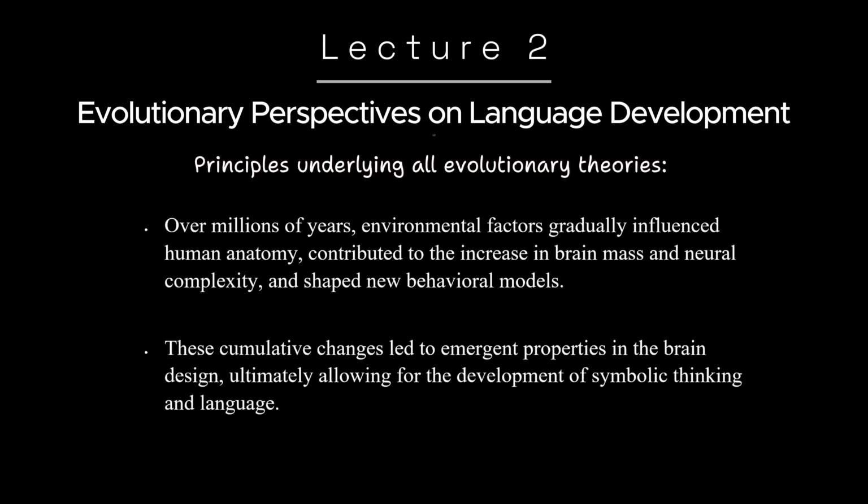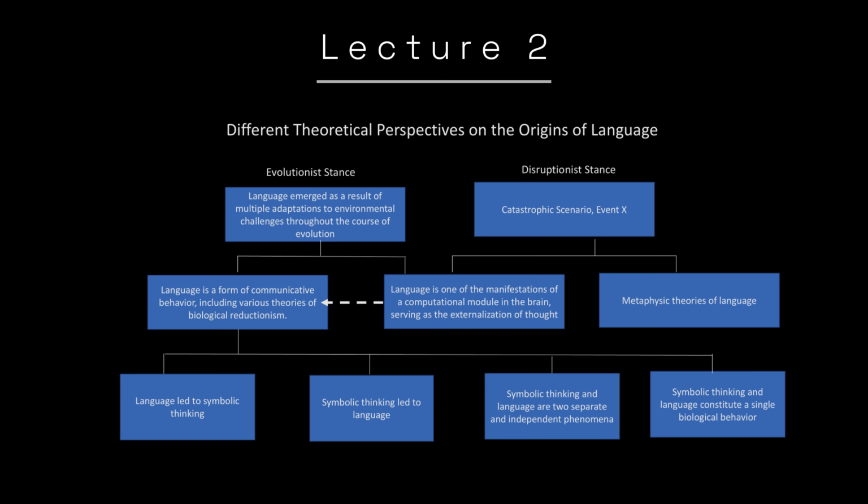1. Over millions of years, environmental factors gradually influenced human anatomy, contributed to the increase in brain mass and neural complexity, and shaped new behavioral models. 2. These cumulative changes led to emergent properties in the brain design, ultimately allowing for the development of symbolic thinking and language. Now let us examine the right-hand box of our theoretical framework. The disruptionist stance asserts that the capacity for language and symbolic thought is far too idiosyncratic to have gradually emerged through incremental evolutionary steps.